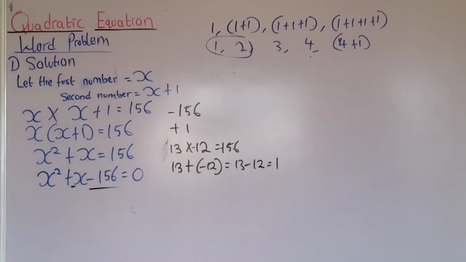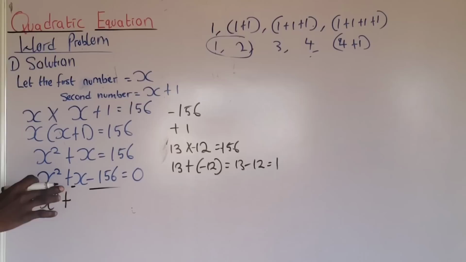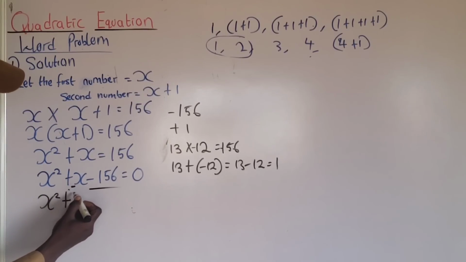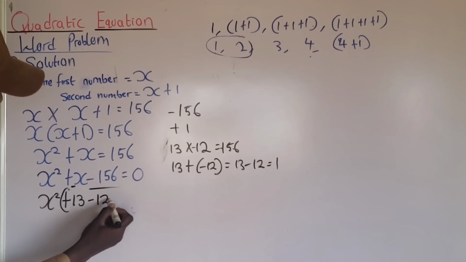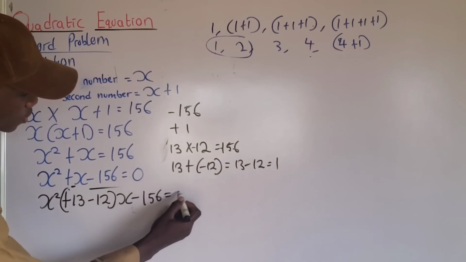Do you understand? So those two numbers that I need are what? They are 13 and 12. So here I'm going to replace the second term, which is the coefficient of x, with these two numbers. So here I'm going to have x squared plus, instead of plus 1, I'm going to replace it as 13 minus 12. So I'm going to have plus 13 minus 12 x minus 156 equals to 0.